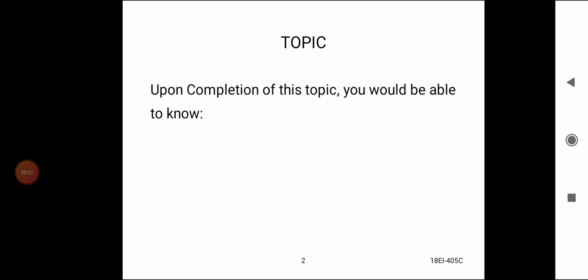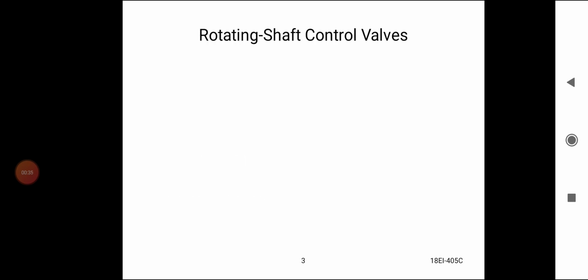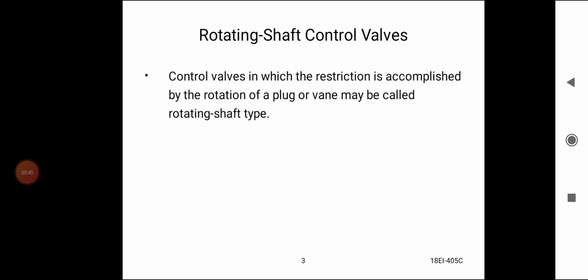Upon completion of this topic, you will be able to know rotating shaft valves, rotating ball valves, rotating shaft control valves. The control valves in which restriction is accomplished by the rotation of the plug or vane may be called rotating shaft type.